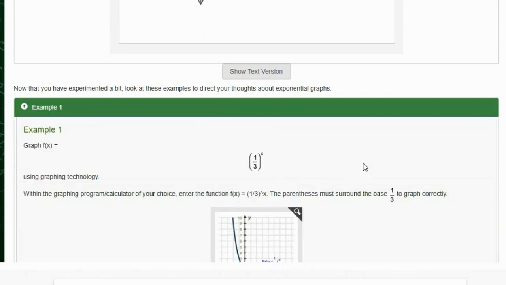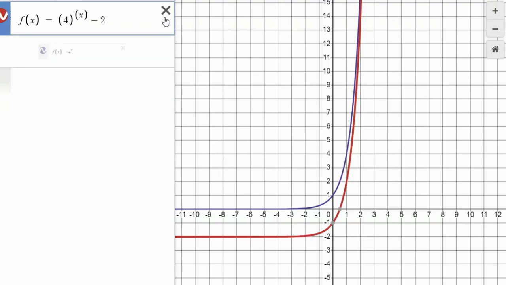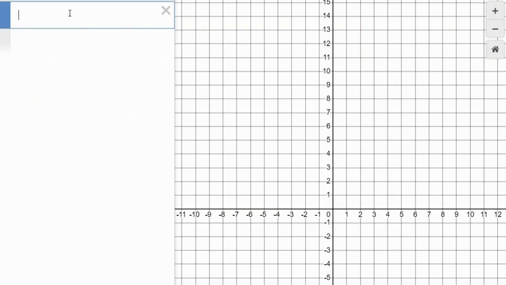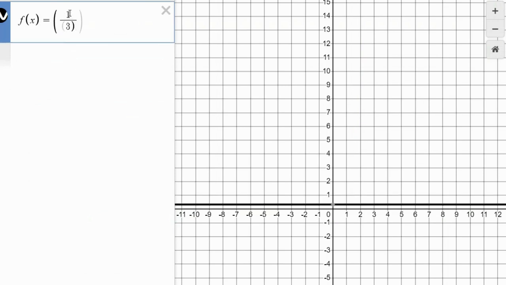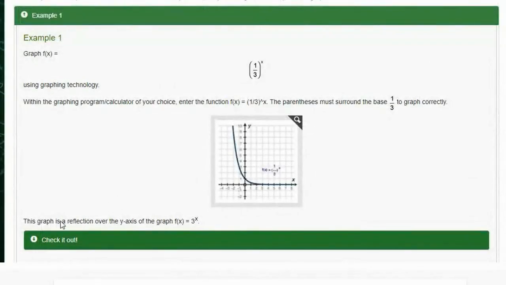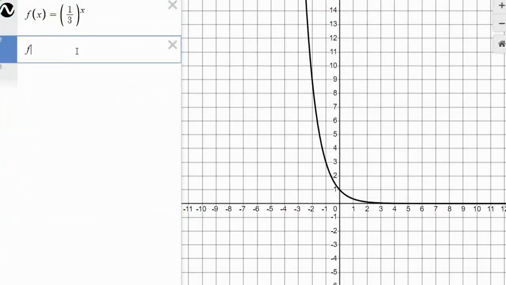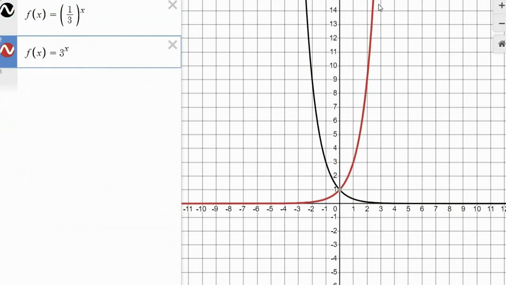So examples. It says graph this using graphing technology. (1/3) to the x. All right, so let's click on there. F of x equals, oh, don't want the parentheses there, 1/3 raised to the power of x. And it says this graph is a reflection over the y-axis of 3 to the x. So 1/3 and 3 are reflections of each other, 3 to the x, over the y-axis.